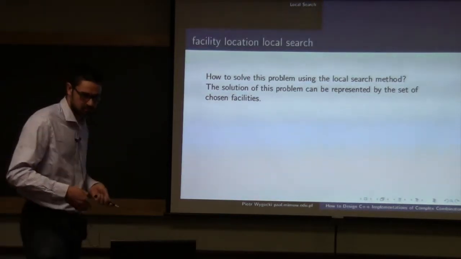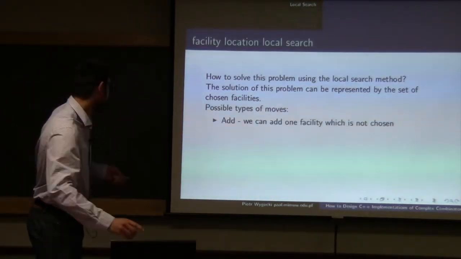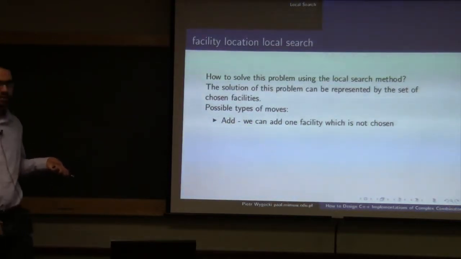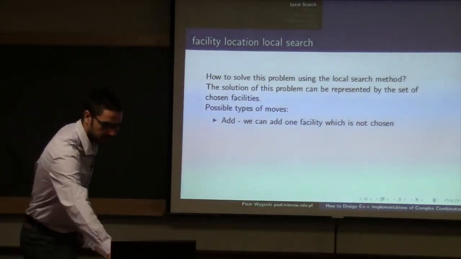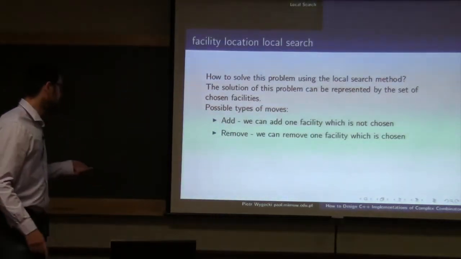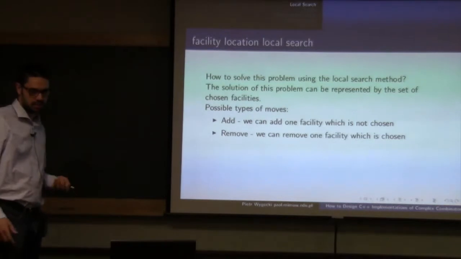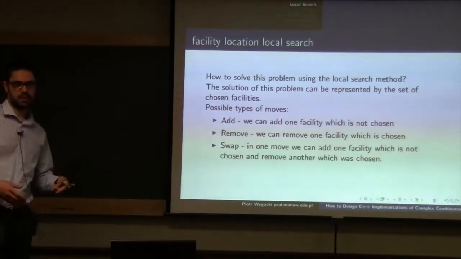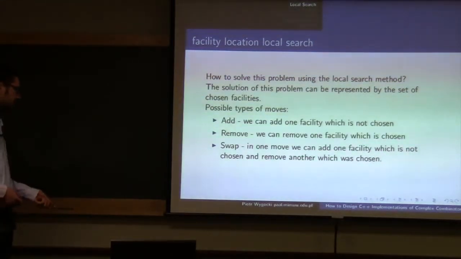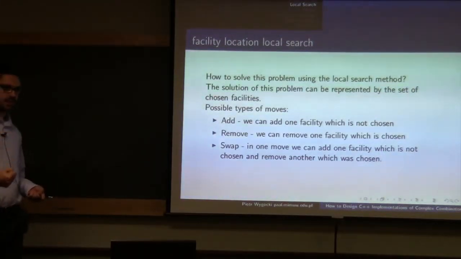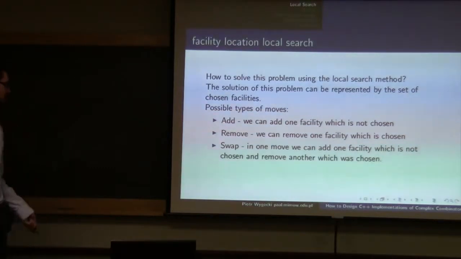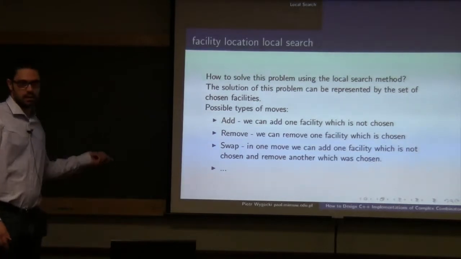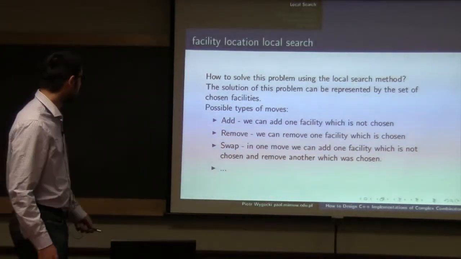Yes, that's right. So the first possible move is to add one facility which is not chosen, and we check if it improves. The other possible type of move is to remove a facility, and there is the swap move. This is more complicated, where we open one not chosen facility and close one that is chosen. And of course there are many other types of moves that you can consider.